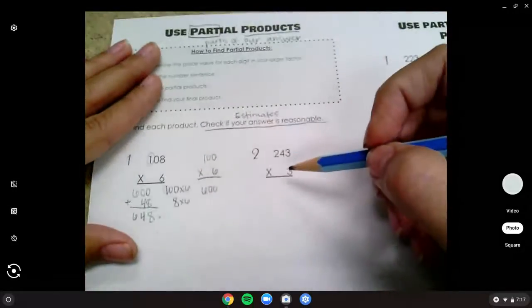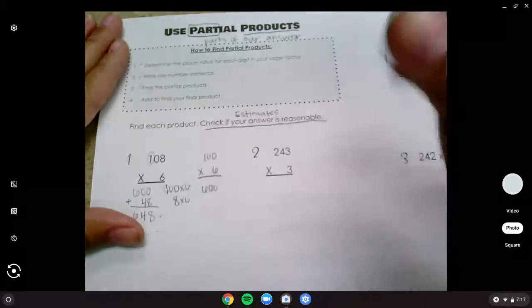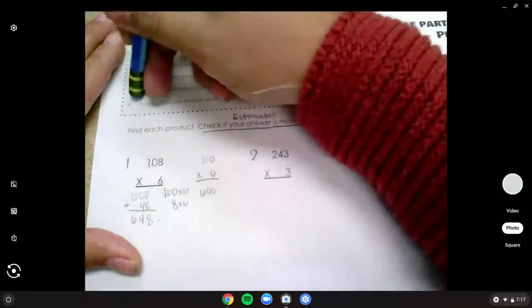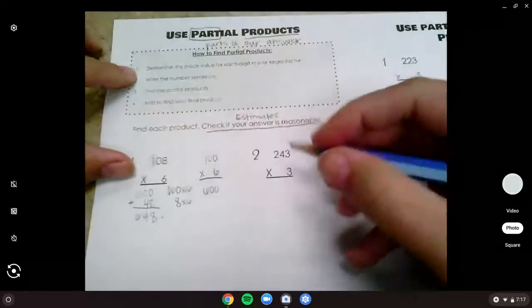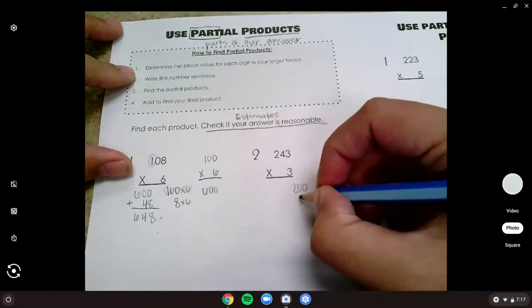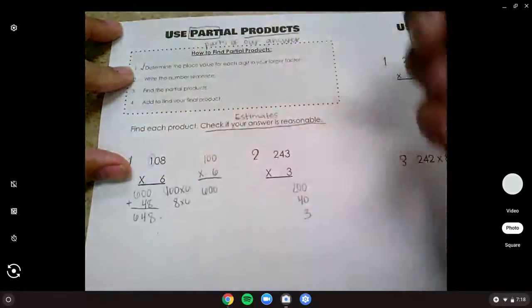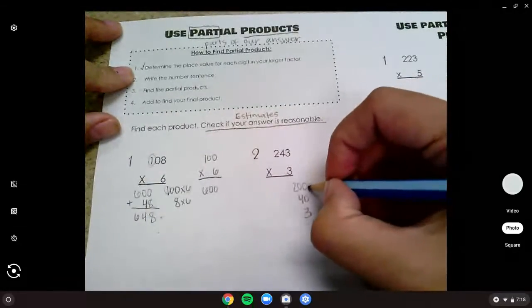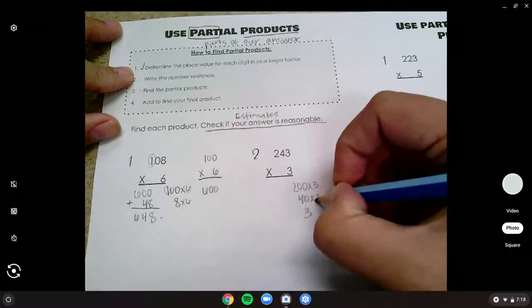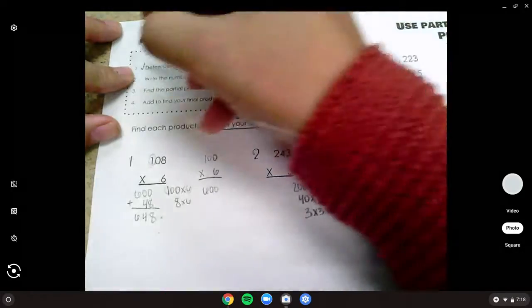243 times 3. First step I do is split. I'm going to erase my check marks. Go back. Determine the place value. So I have 200, I have 40, and I have 3. Check. Now I write my number sentences. Times 3, times 3, times 3.